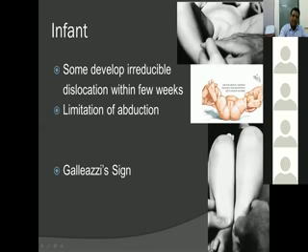And when you flex both the hips and knees to 90 degrees, because of the proximal migration of the femur, the dislocated, affected knee will be at a lower level compared to the normal one. This is called the Galeazzi sign. Otherwise, it is also known as the Allis sign.